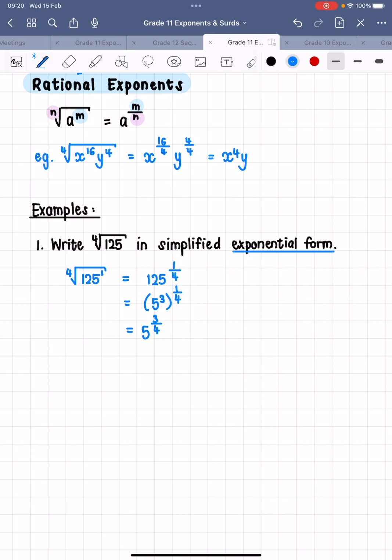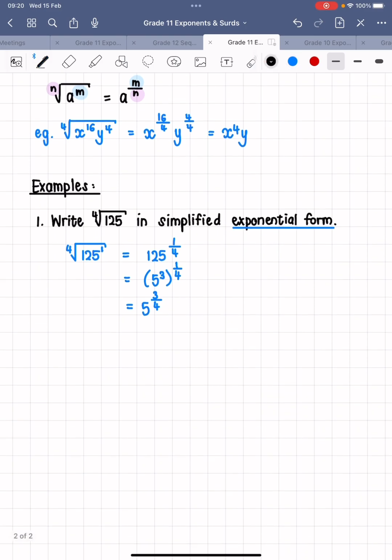Now this example is not one that you can necessarily expect to be asked in a test or exam. I'm just showing you how it works when you're going from surd form to exponential form. But don't worry about a question like this. You are more likely to get a question that you can actually simplify further.